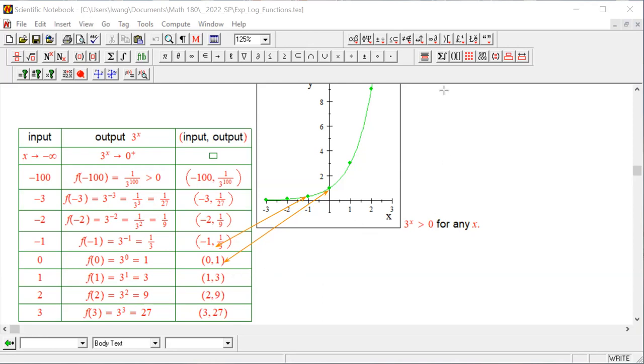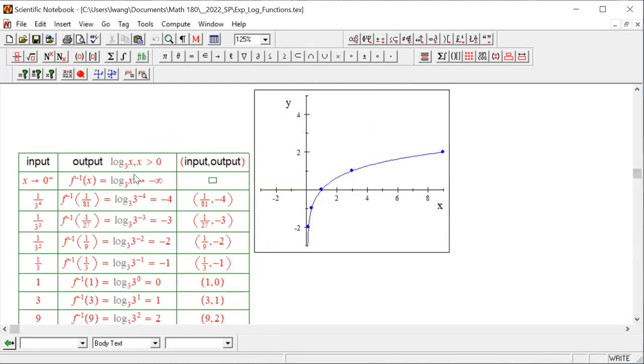So very, very similar, and its inverse is log base 3 of x, and we can also find correspondence between the points. For example, 1/9 is the input, which corresponds to the output of -2. Input 1/3, the output is -1, and input 1, output 0. So we have these correspondences of a similar nature.